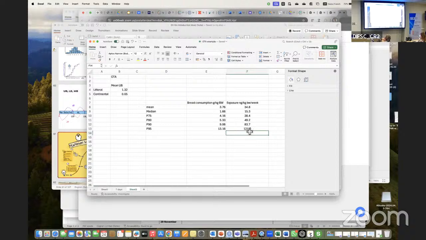So what do the figures tell you now? What will be your conclusion about the exposure here? So we have in average 34, median 50% of population less or equal than 50, P90 is 83, and P95 is more than 100. So what will be the conclusion of the risk for the risk manager?